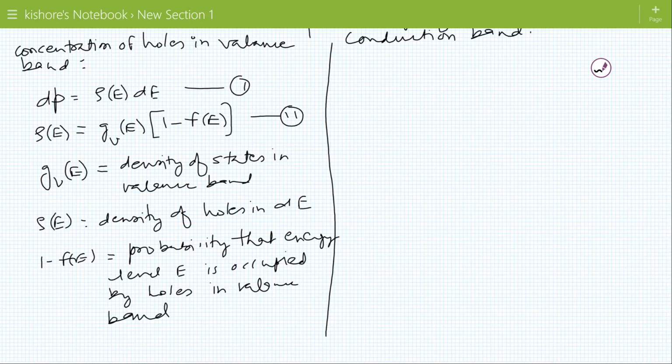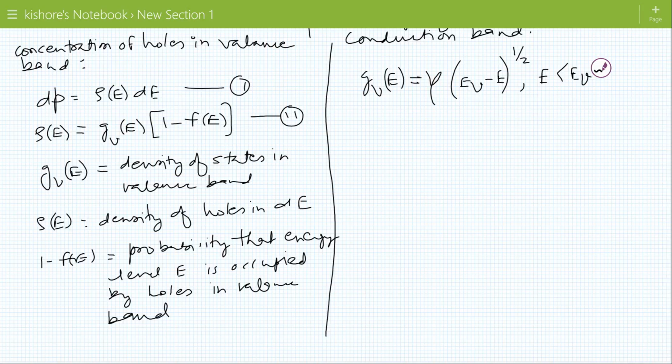Now the expression for this GVE is gamma. Gamma is again constant. Gamma (EV minus E) to the power 1 by 2, where E is less than EV, because EV is the highest energy of valence band. So E has to be less than EV.